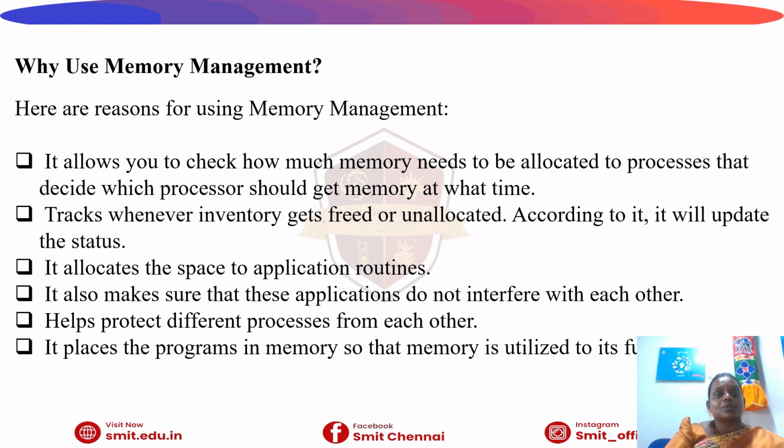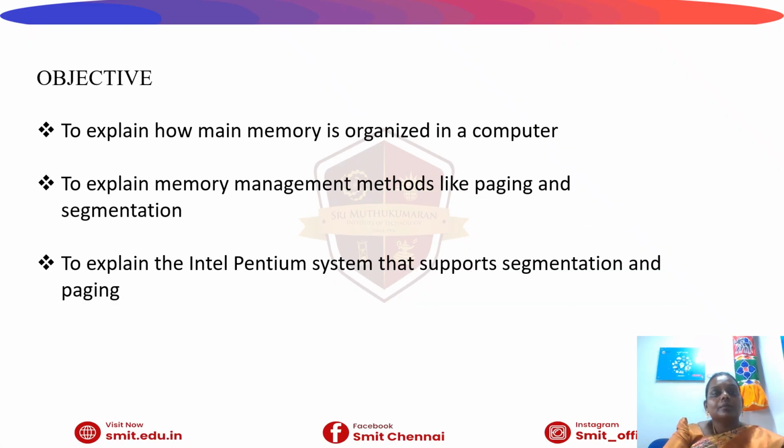For example, without memory management, if two processes are running, process A may overwrite process B's memory area. This causes errors and system crashes. And the main objectives of memory management are relocation, protection, sharing, logical organization, and physical organization.